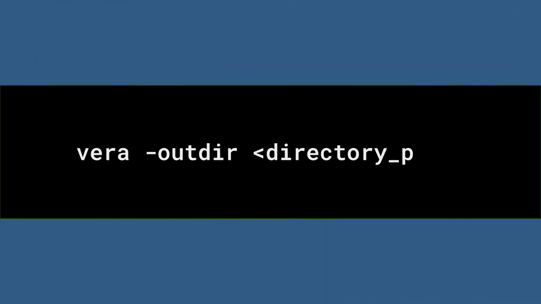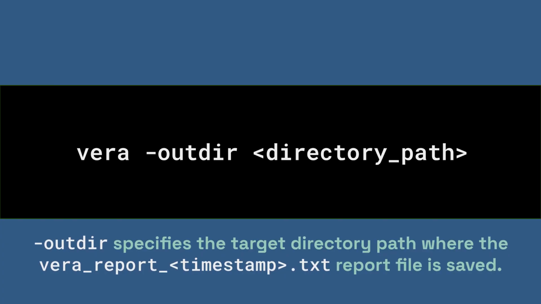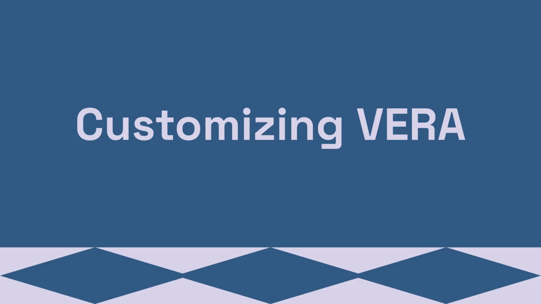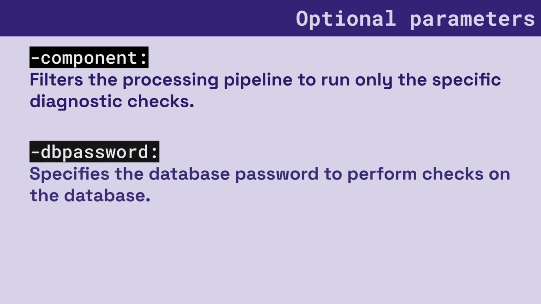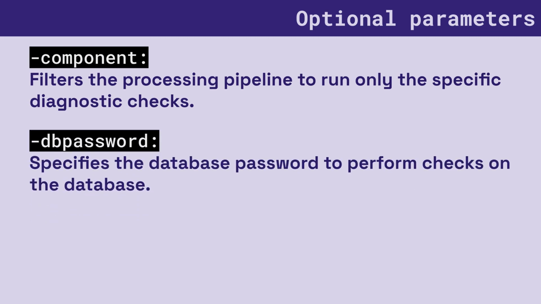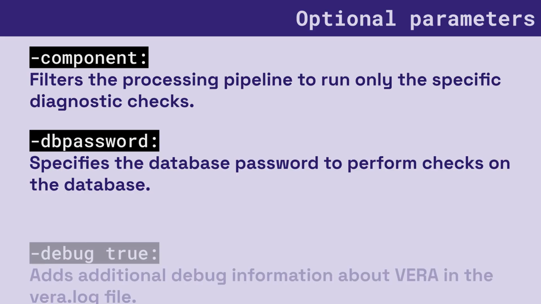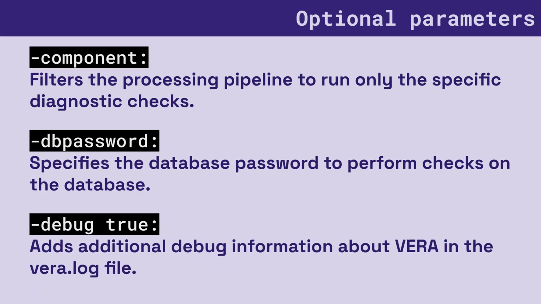Running VERA is simple. After you configure the environment for using VERA, you just have to run the VERA command, followed by the path where the report should be saved. You can also customize your diagnostic run using optional parameters. Use component to filter checks for specific modules, pass DB password to perform database verifications, or set debug to true for detailed operational logging.